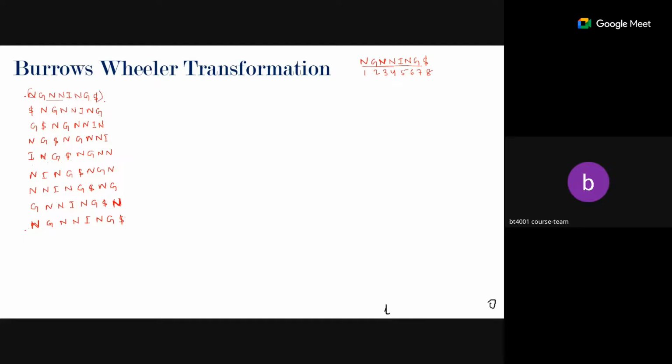Okay. So what we are going to do is again similar to suffix arrays. We will sort these. We will consider each of these as one string, and we will sort this. Exactly similar to what we did with suffix arrays. So how do we do that?